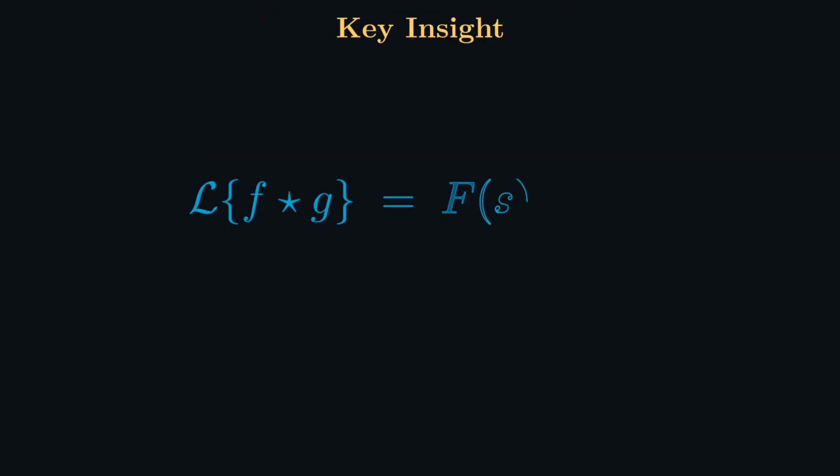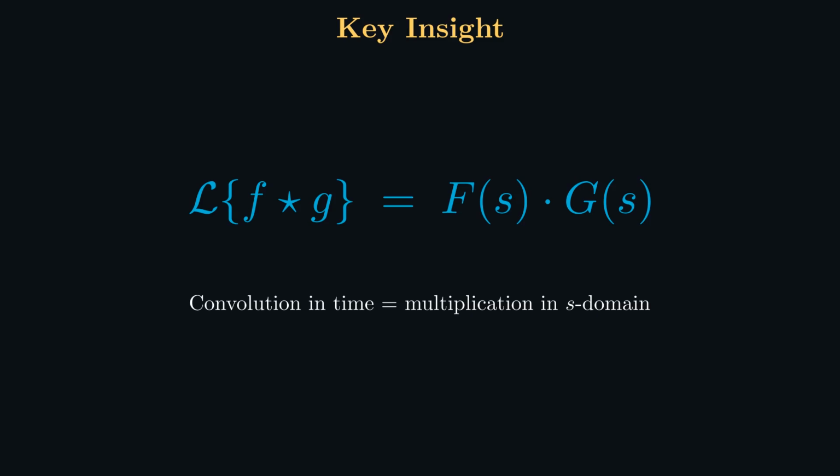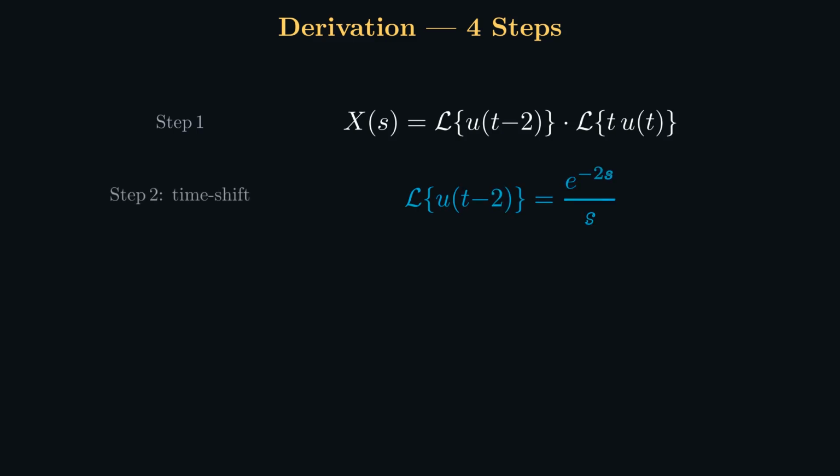Convolution in time, multiplication in s. That is the only tool we need here. So X of s equals the Laplace of u of t minus 2 times the Laplace of t times u of t. Step 1. Apply the convolution property. X of s equals L of u of t minus 2 times L of t u of t.